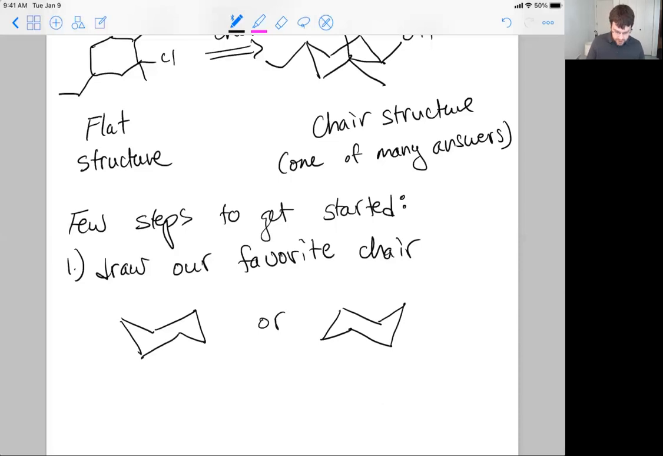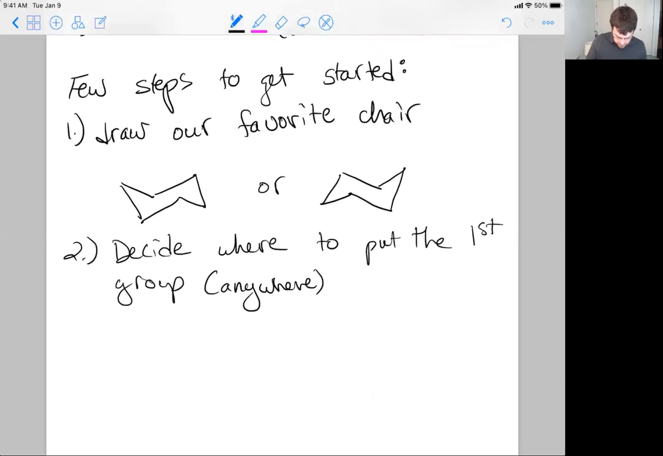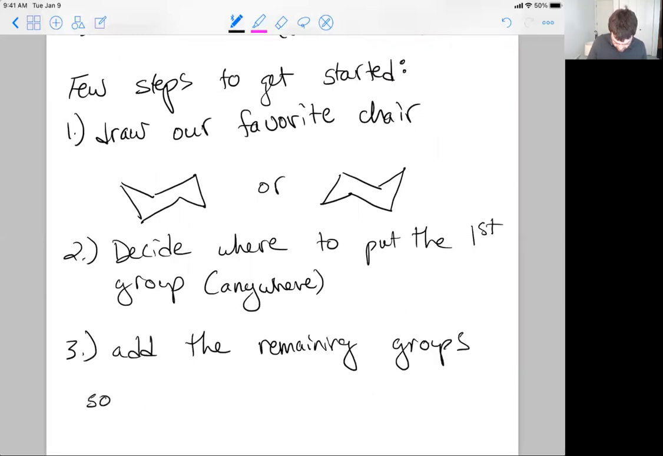Number 2 is you decide where to put one of the groups. So I'm going to call this the first group. Now that isn't like the highest priority group in naming. It's not like the biggest group. It's just whichever group you want to add first. So you decide where to put the first group, and it can be anywhere on the ring, just as long as it's attached to a carbon on the cyclohexane in this example. And then step 3 is you want to add the remaining groups so the relative position is correct.